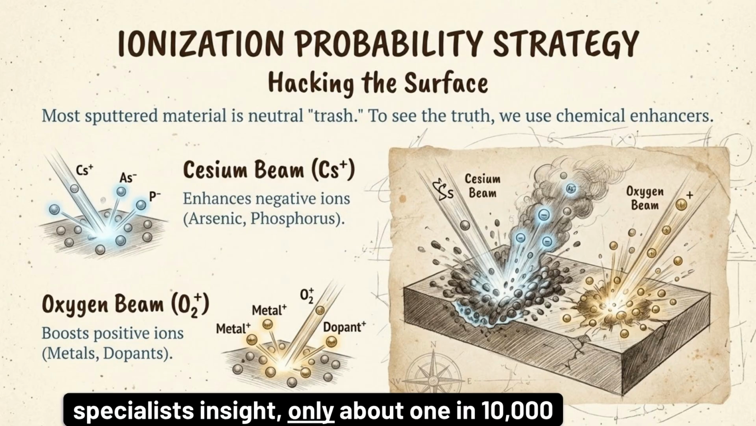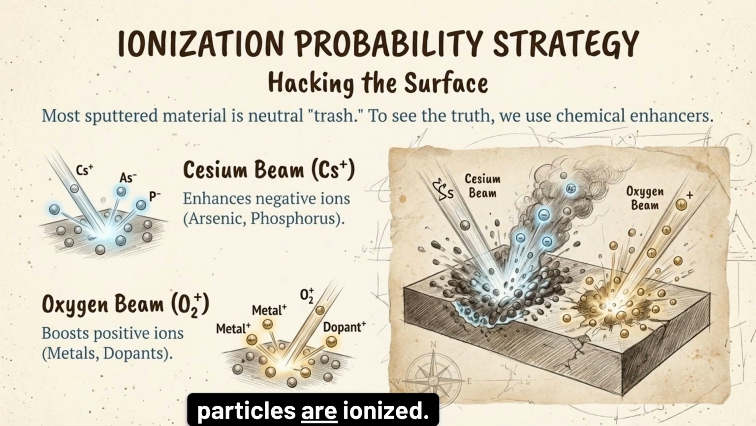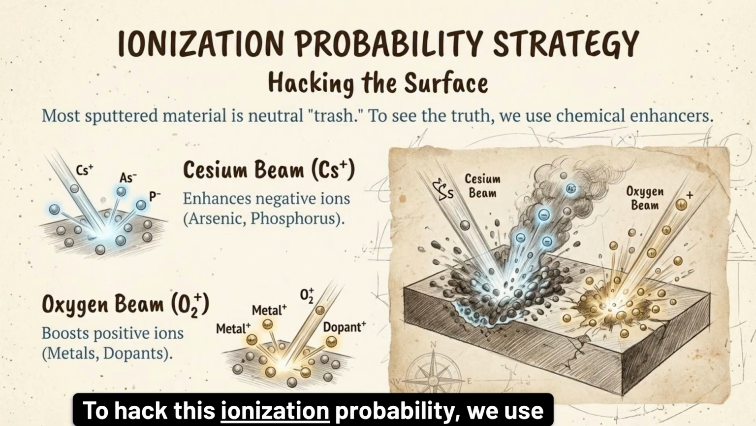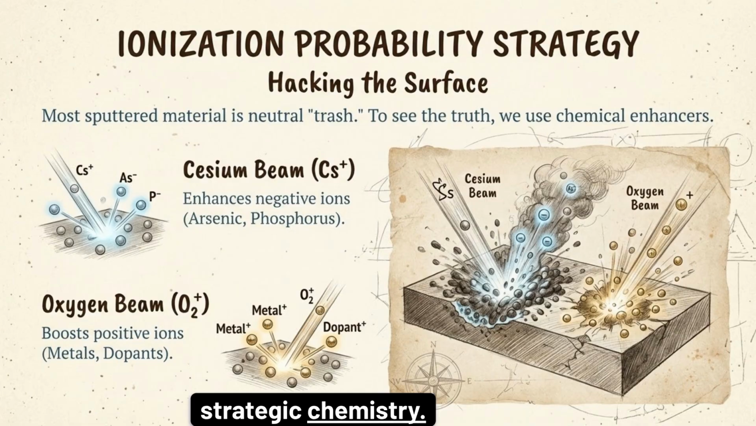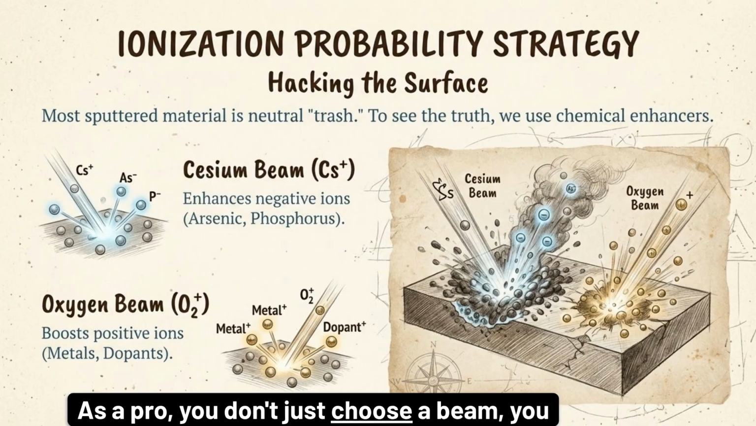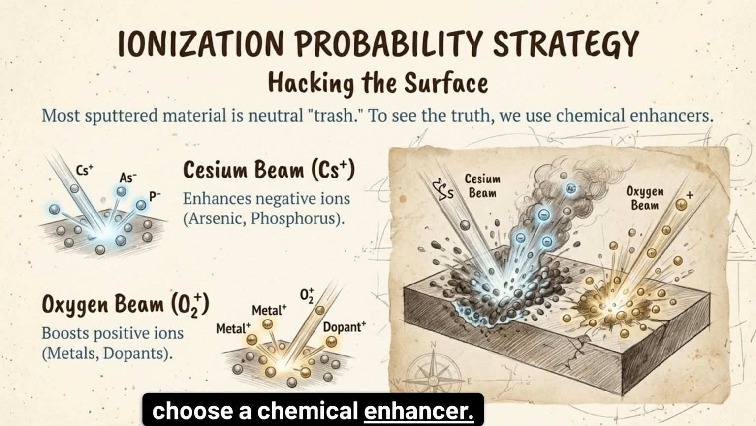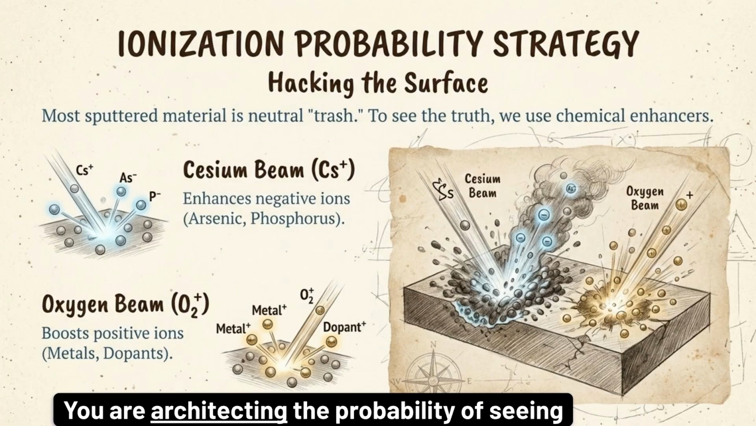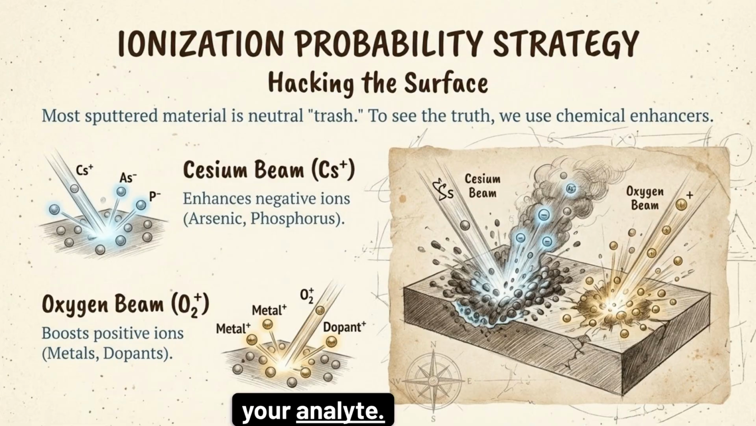Specialists' insight: only about 1 in 10,000 particles are ionized. Most of what comes off is neutral. To hack this ionization probability, we use strategic chemistry. As a pro, you don't just choose a beam, you choose a chemical enhancer. Cesium for negatives, oxygen for positives. You are architecting the probability of seeing your analyte.